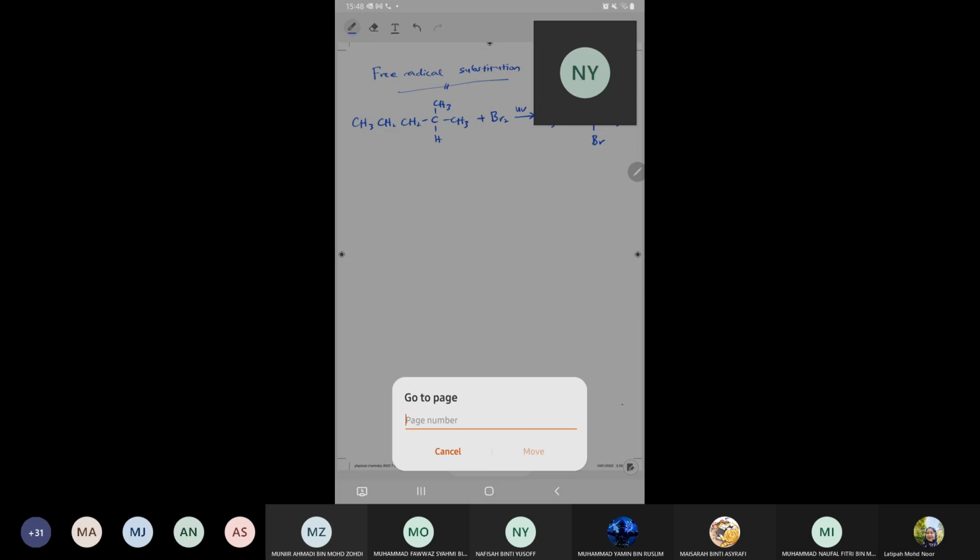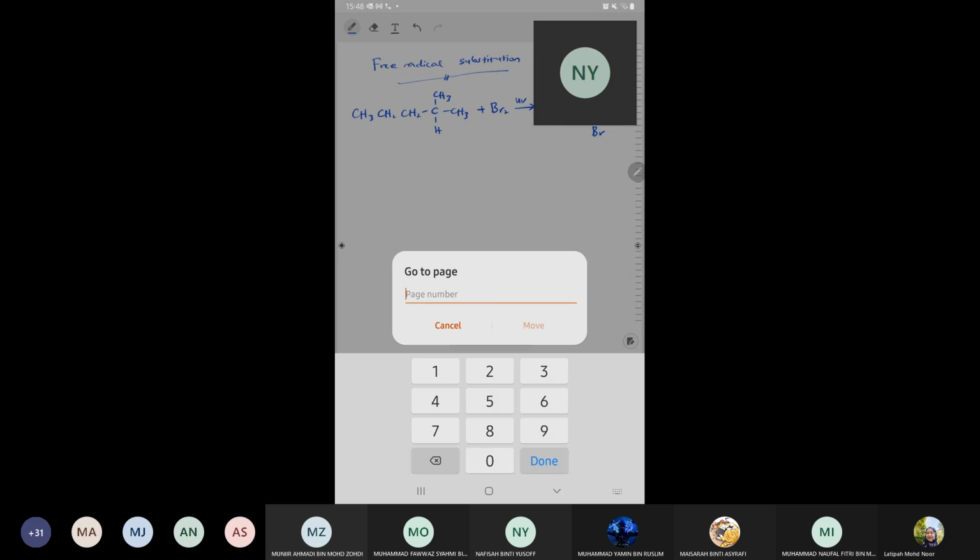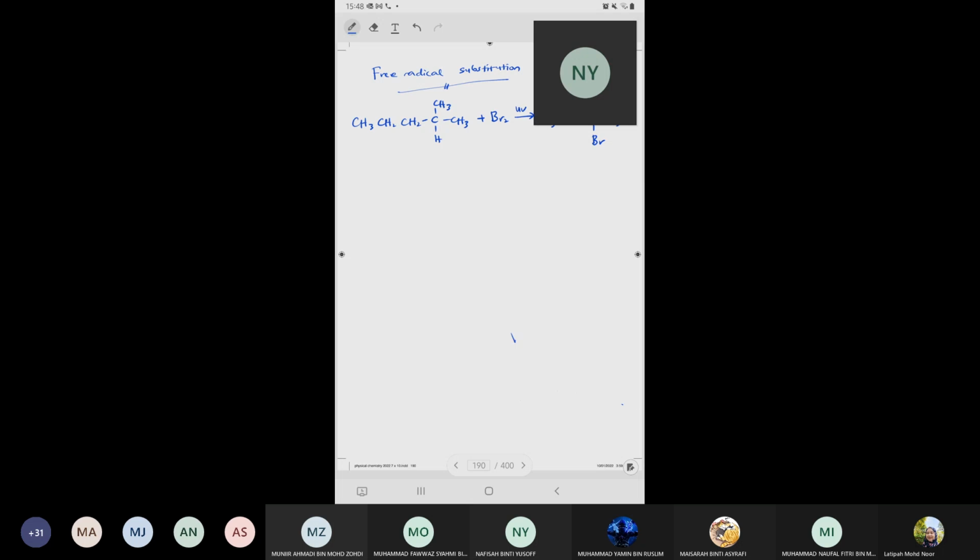What is the first step? What is the first step in free radical substitution mechanism? Initiation step. Yes, initiation step. So awak tulislah initiation step. Okay, step 1 is initiation step. Ada 3 step. Step 1, initiation step. So we have Br2 kat sini. So what we do? We need to break the bond between Br and Br using UV.